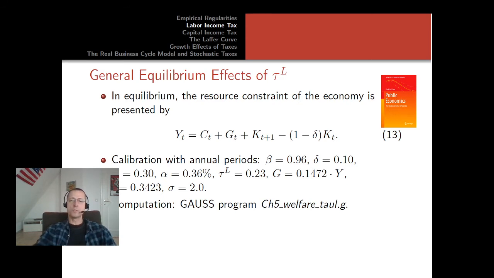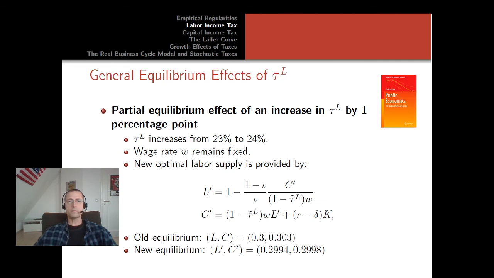But let us turn to the results and the effects of a marginal increase of the labor income tax by 1 percentage point, so from 0.23 to 0.24. First, we look at the partial equilibrium effect in this Ramsey model. So we assume that the wage rate remains fixed. Of course, this is counterfactual, and we will estimate the effect of this assumption when we look at the general equilibrium effects.